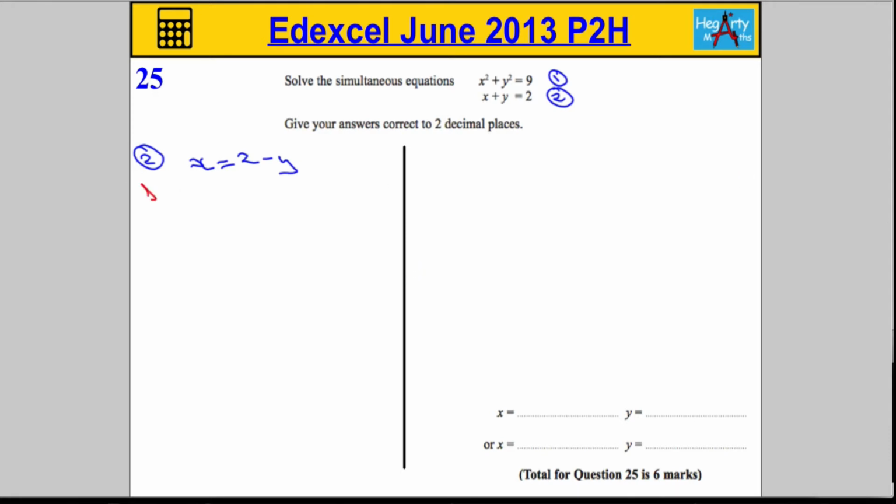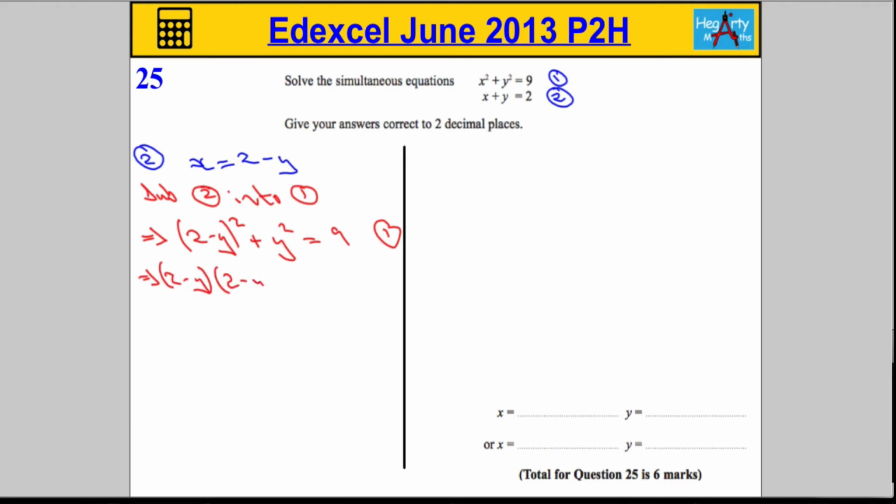Now I'm going to sub equation 2 into equation 1. So let's see what happens here. Wherever I have an x, I'm going to replace that with 2 minus y. So instead of x squared, I'm going to have 2 minus y squared. I need to add y squared to it, and that's equal to 9. So this is equation 1 now, written with 2 minus y replacing the x. So I need to expand out 2 minus y squared. In fact, let's write it out using 2 brackets. 2 minus y squared is 2 minus y times 2 minus y. I need to add the y squared to it, and it's going to equal 9.